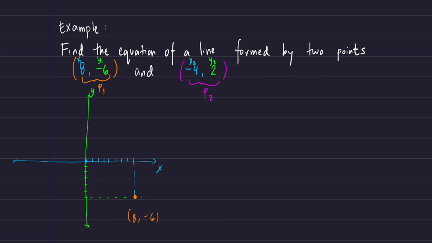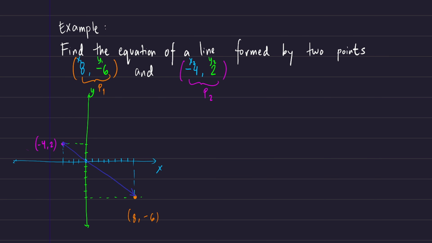Susunod, we have point 2, which is at negative 4. So 4 steps pa kaliwa from origin. So we have 1, 2, 3, 4. And then 2. So 2 steps pataas. So we have 1, 2. Kung saan sila mag-i-intersect, nandun yung point. Ayun, nandito. And this has a coordinate of negative 4, 2. Kung maglalagay tayo ng linya sa pagitan ng dalawang points, dito siya. Ayan.